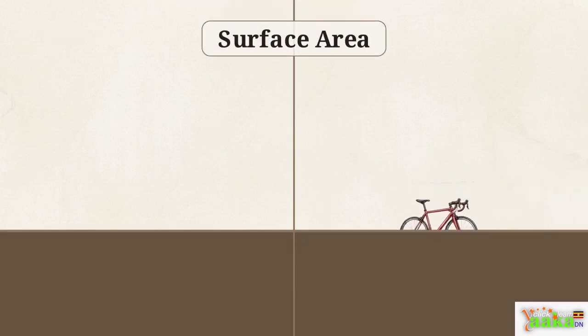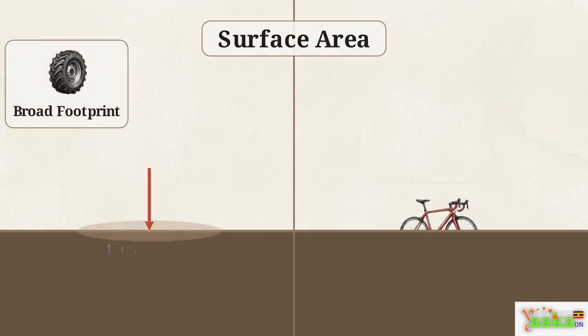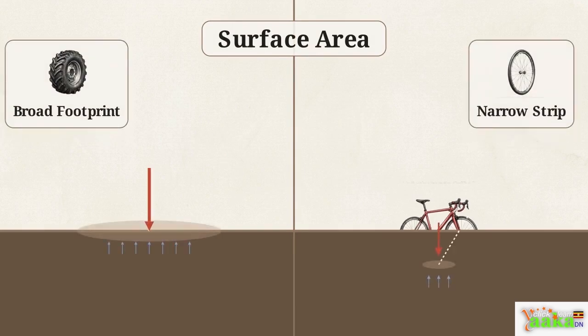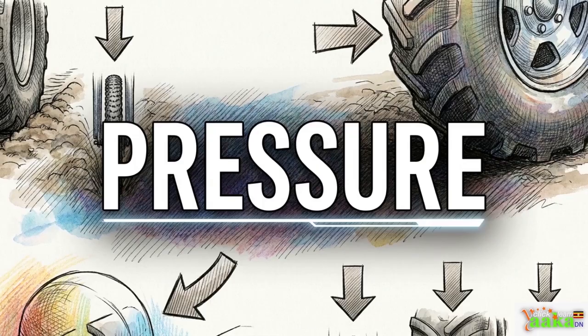On the left, a heavy farm tractor rolls easily over soft mud, while a lighter bicycle sinks straight down. The key variable is surface area. The wide tires distribute weight across a broad footprint, while the bicycle concentrates its mass onto a narrow strip. This introduces the concept of pressure.